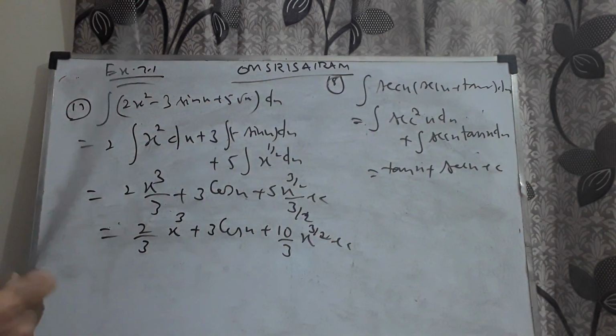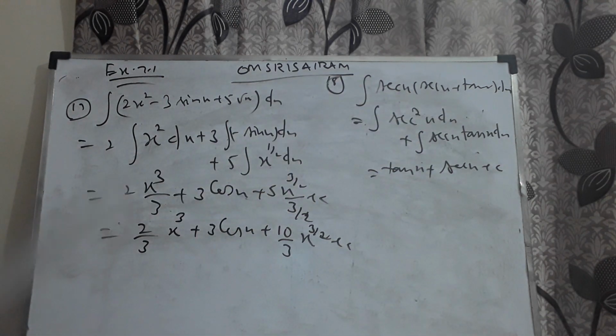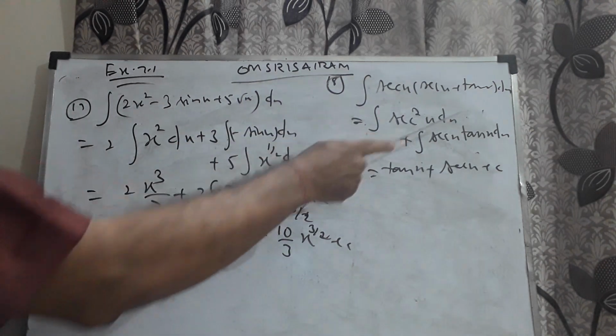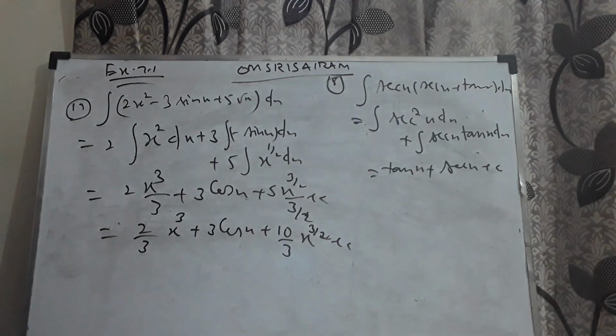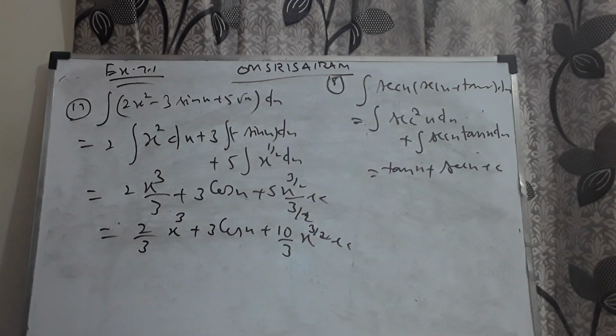I repeat, integral secant x and secant x plus tan x dx is the question given to you. Take the secant x, multiply secant x inside. I make it into 2 integrals. Integral secant square x dx plus integral secant x tan x dx. Integral secant square x is tan x. Integral secant x tan x is secant x plus c.